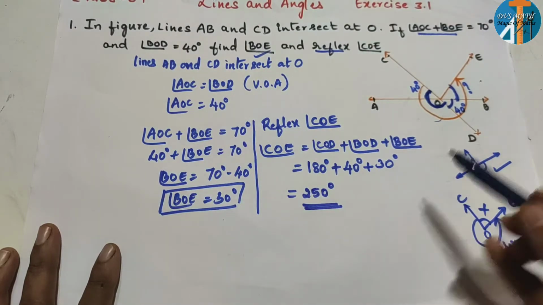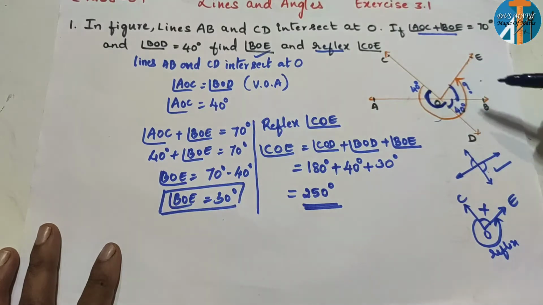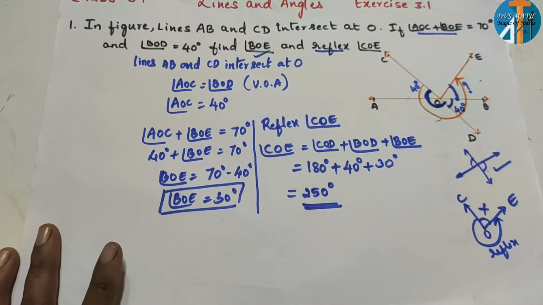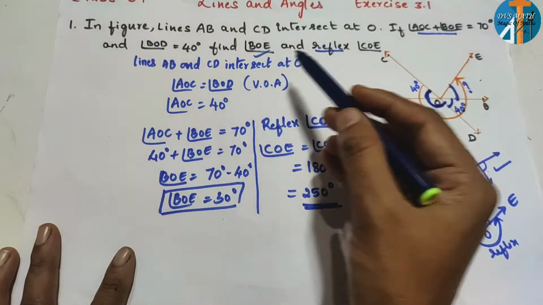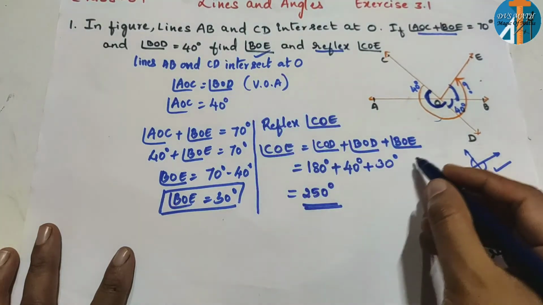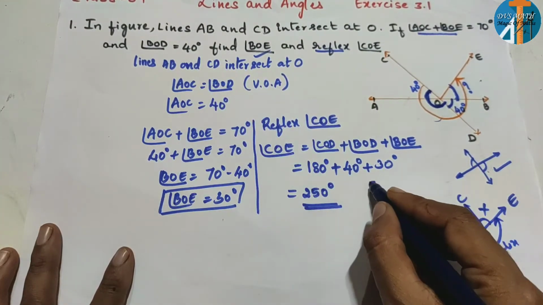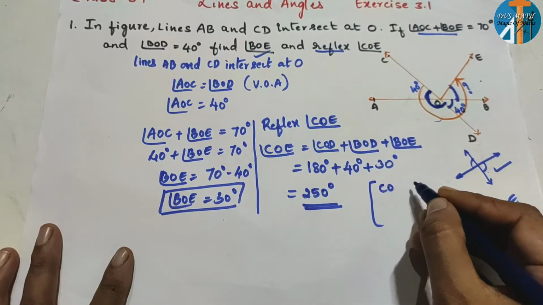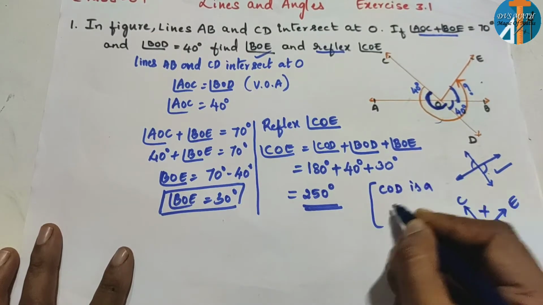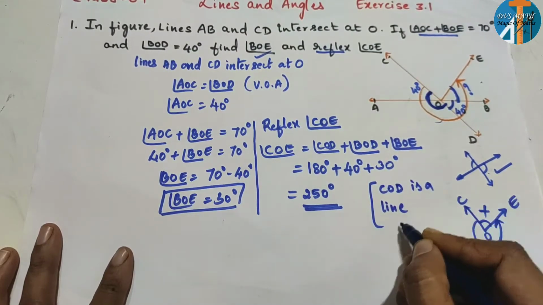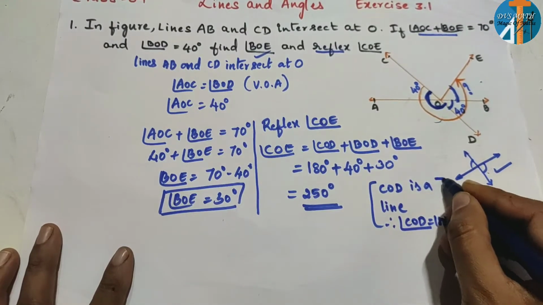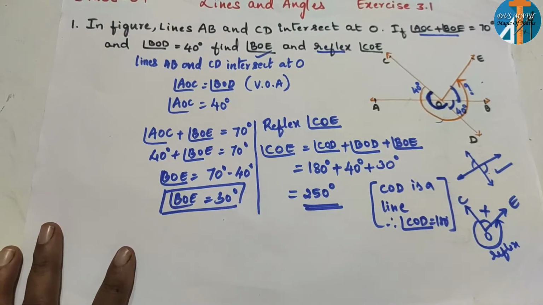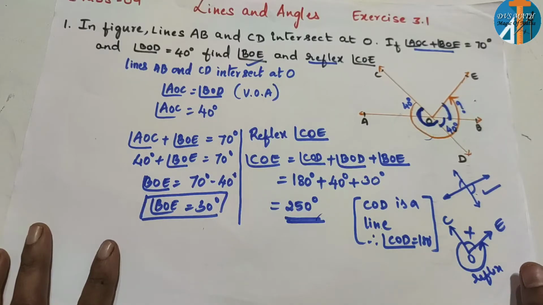Okay, I think you got this. So this whole angle COD is 180 degrees. COD is a line. COD as well as AOB, they are saying it is a line, right? So here you can write for reason: COD is a line. So therefore, angle COD is equal to 180 degrees. You can write here the reason. Okay, that is about question number 1.